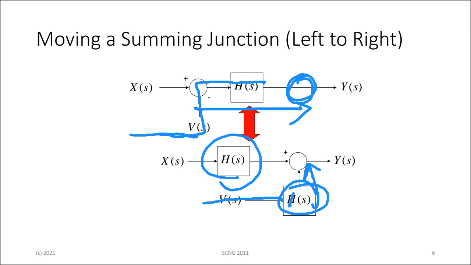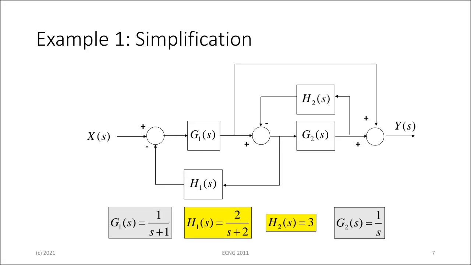Make sense? Notice this is the opposite of the takeoff points, right? So you could remember it that way. If you're having difficulty remembering, work out one, and then the other one is the opposite. But you figure it out by looking at what happens to the signal, right? If I move a takeoff point before and after a block, or if I move a summing junction before and after a block. So let's apply that to an example and see how it works.